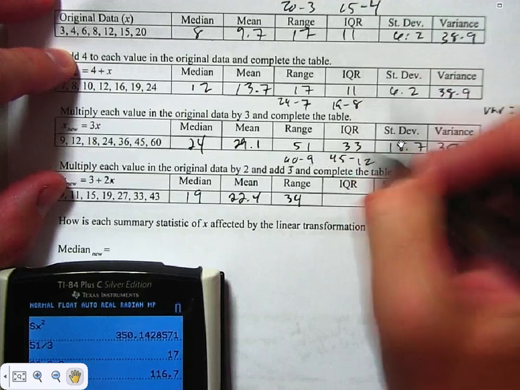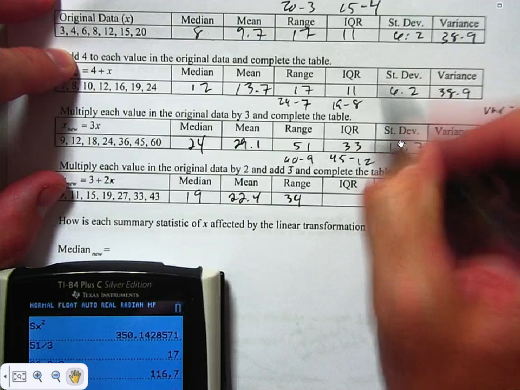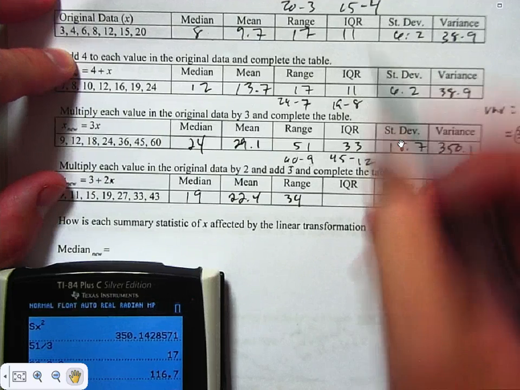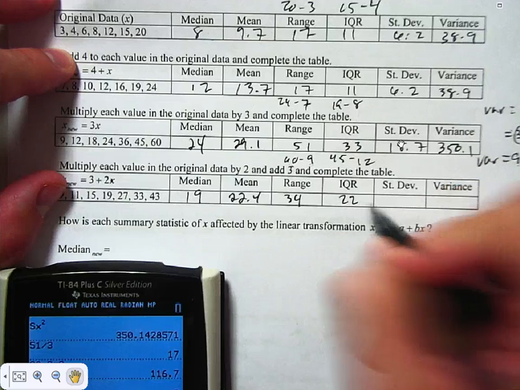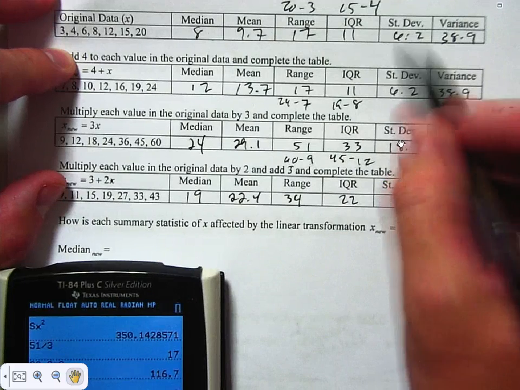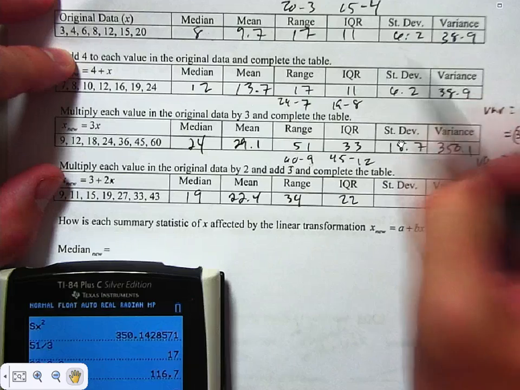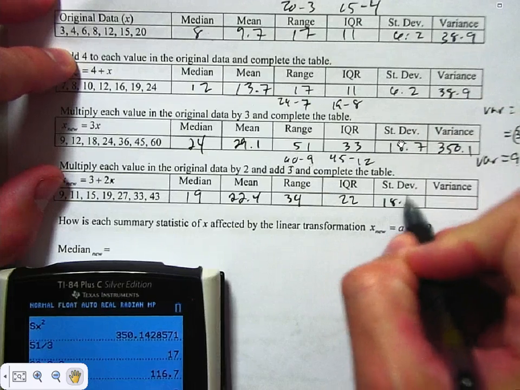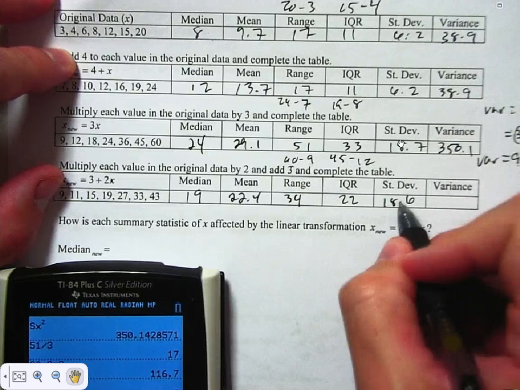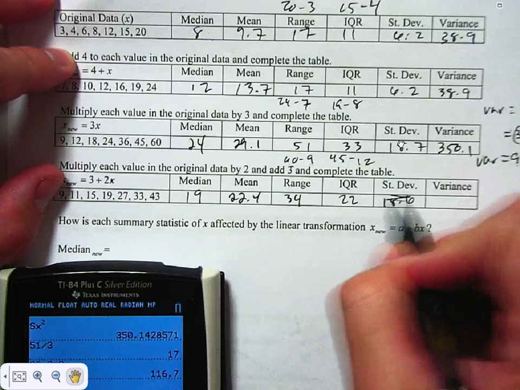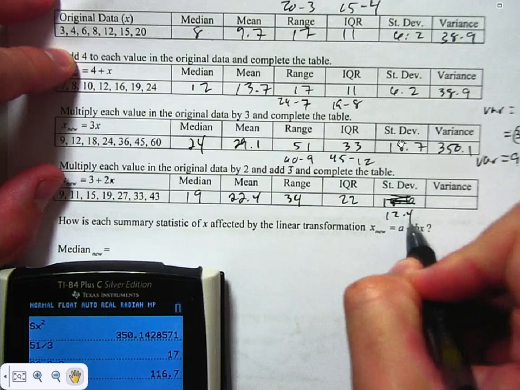Same thing with IQR. So I'm going to take my 11 and multiply it by 2 and get 22. Same thing for my standard deviation. No change in adding, but change in multiplying. So I'm going to get 18.6. Oops, nope, sorry. This is multiplied by 2, so this is going to be 12.4.